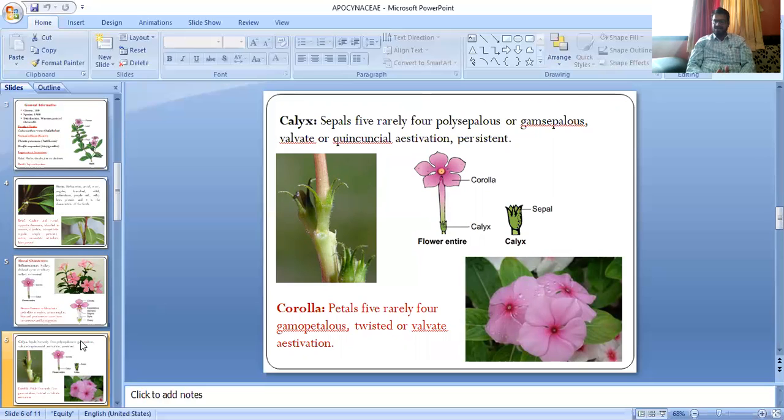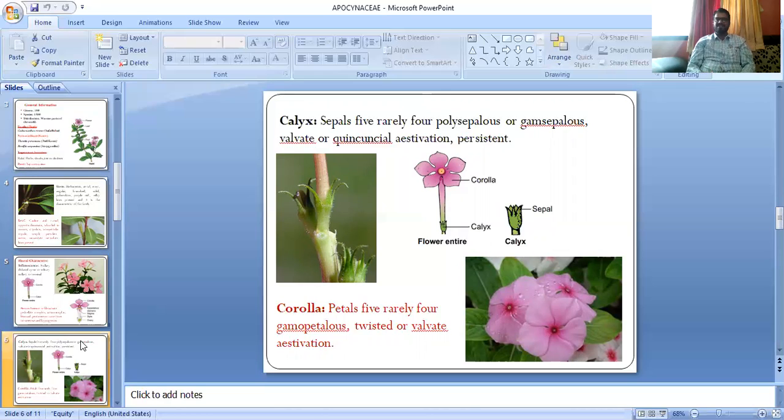Means generally sepals are 5. Rarely 4. Where will 4 be? Where the flower is tetramerous, sepals are 4. They are polysepalous or gamosepalous. Means in some cases sepals are free from each other. In some cases sepals are united to each other. Sepals are free or united means they are polysepalous or gamosepalous.